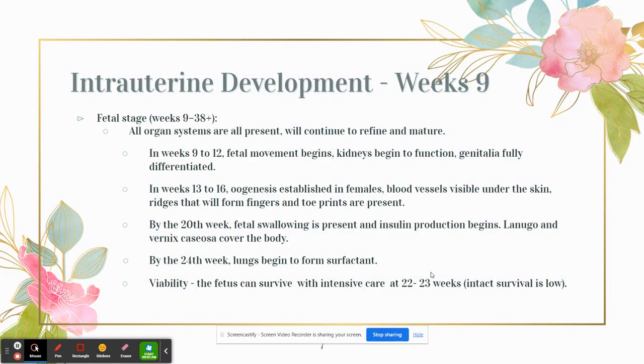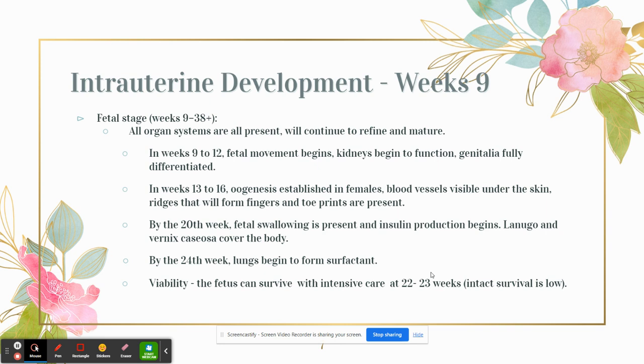Okay, so then we get to the fetal stage. This is weeks 9 through 38, and a lot of things happen here, but all of the organ systems are already present. They're just going to refine and mature and get more sophisticated and function more efficiently. Between weeks 9 and 12, fetal movement begins. Kidneys begin to function. They produce urine. Genitalia become fully differentiated in most embryos.